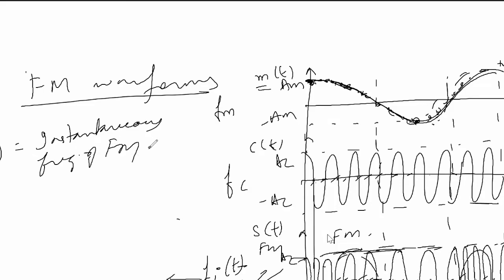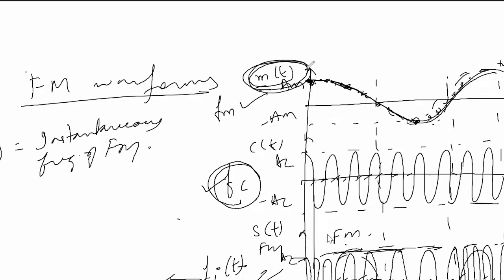Instantaneous frequency of FM. So we have three frequencies in this waveform: frequency of message, frequency of carrier, and the instantaneous frequency of FM, which is fi(t). That means, from where has this fi(t) come? It has come because after frequency modulation has taken place, the frequency of the carrier signal, which was fc, has now changed with respect to message signal m(t), isn't it?